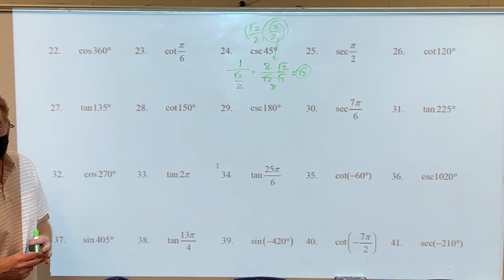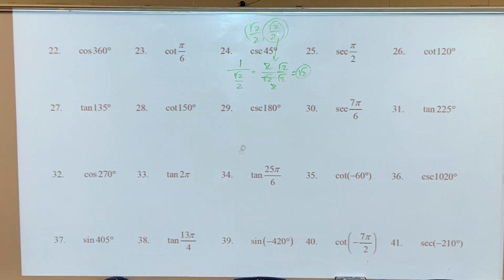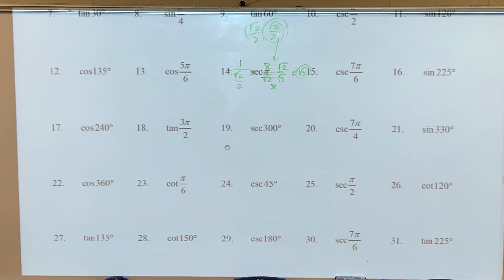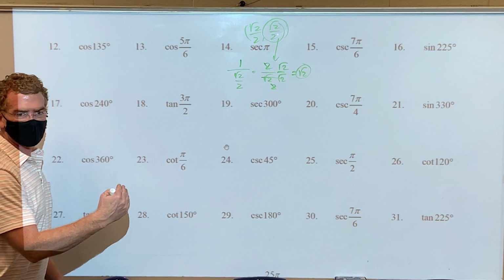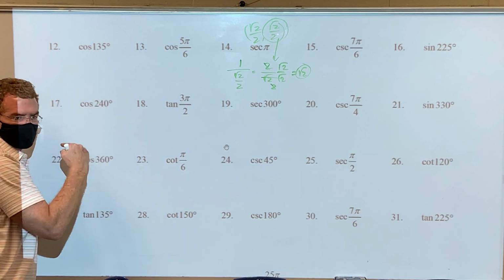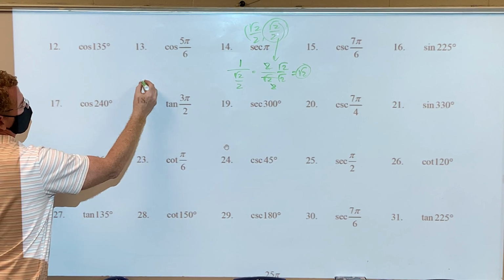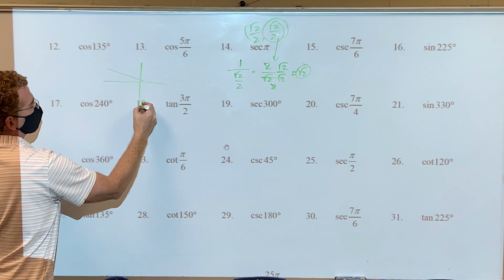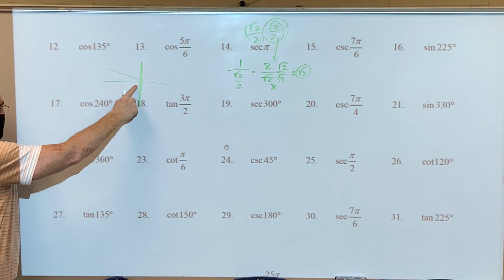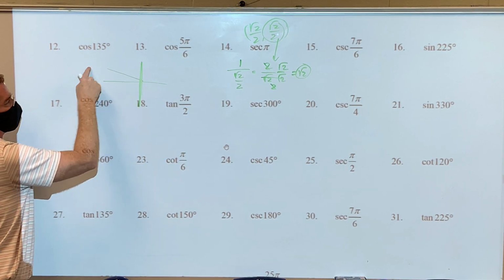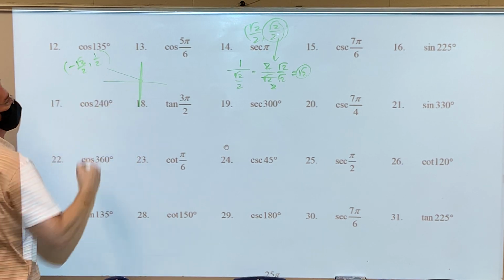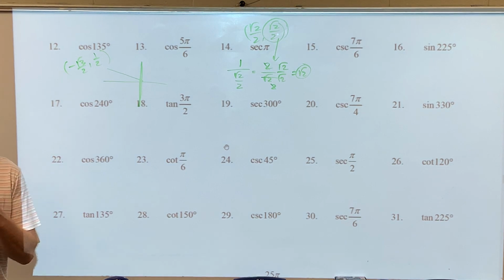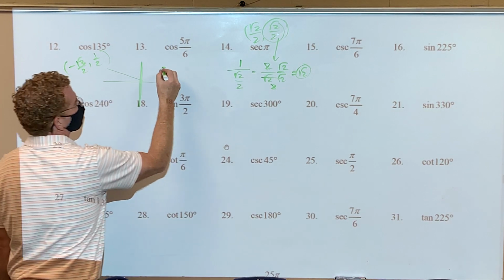Number 13. So cosine of 5 pi over 6. So 5 pi over 6, if you think about it, 2, 3, 4, 6, it's almost at the x-axis, right? And my coordinates are what to get there? Left a lot, up a little. So left a lot, but yet positive a little. And cosine is the x-coordinate. I grab the x-coordinate and I'm done.